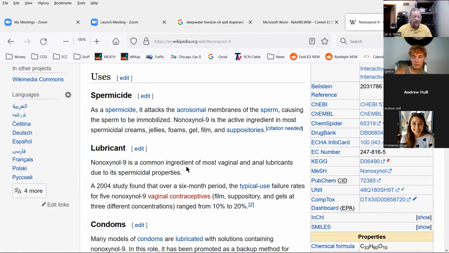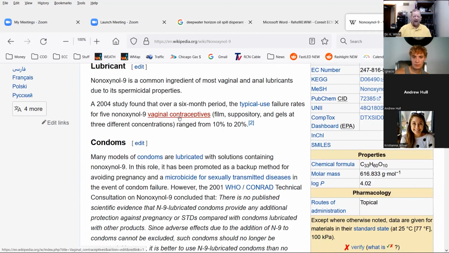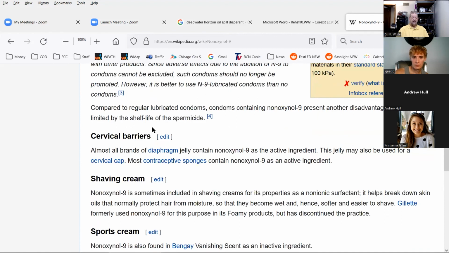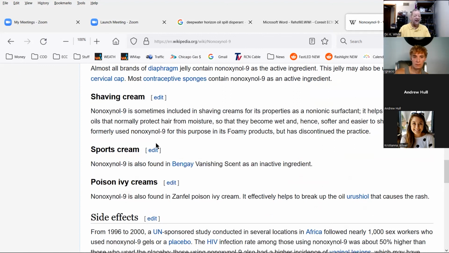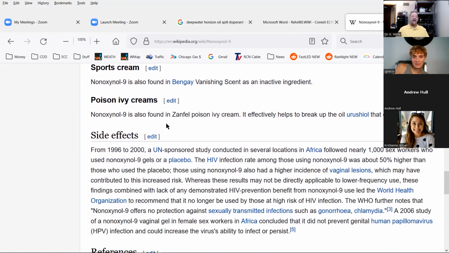And this is also found in vaginal contraceptives, foams. Now, interesting enough, it's a lubricant and it's used in shaving cream. And I guess that's explaining why my face never got pregnant or yours didn't either. And it's also used as a surfactant in cream to remove the itch from poison ivy. Surfactants work at the interface of surfaces, the chemical in your skin, to help draw it out.